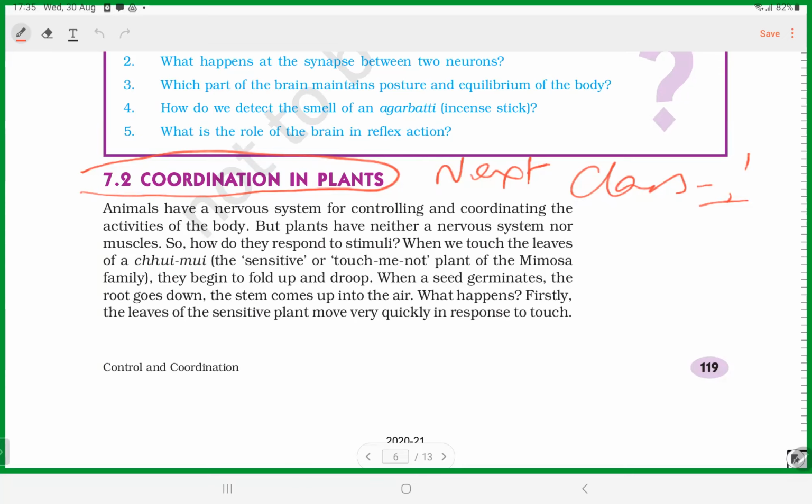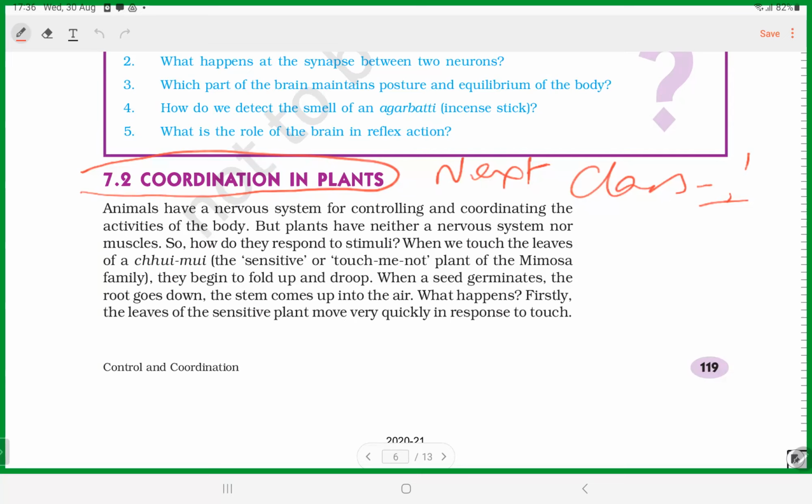So, what are voluntary movements? Under our control, thinking is involved. Involuntary movements: you don't have to think, it will happen. Example, beating of heart, respiration rate, rhythm maintenance, everything. Visible movement: when you walk, the muscular movement is visible. Invisible movement: digestion, respiration. The air is moving, but you cannot see. So visible movement, invisible movement, voluntary action, involuntary action, like that only we discussed.